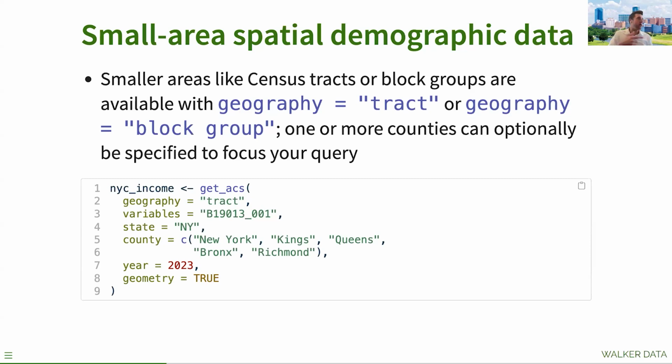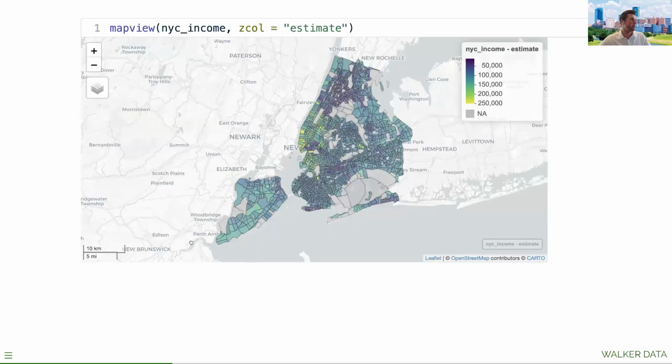So you can request data that's basically filtered down beforehand. Let's say I wanted to get income data by census tract, but I wanted to get it for all of the boroughs of New York City. For those of you less familiar with US geography, New York City has 5 boroughs. Each of those boroughs is a county. These are the names of the various counties. So New York County is Manhattan, Kings County is Brooklyn, Queens County is Queens, Bronx County is the Bronx, and Richmond County is Staten Island. So I can request that data and pull it down. You notice I'm saying geography equals tract, and I'm specifying multiple counties here using the C operator.